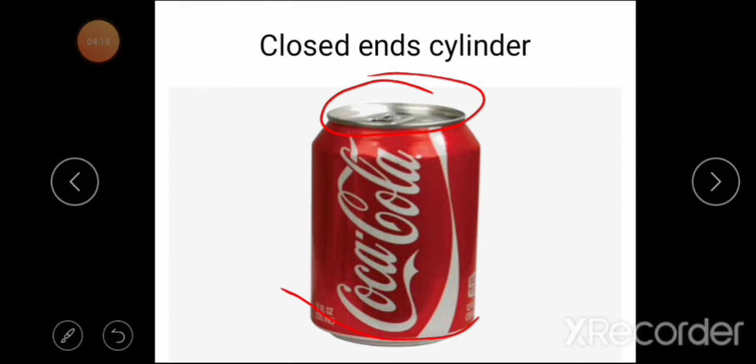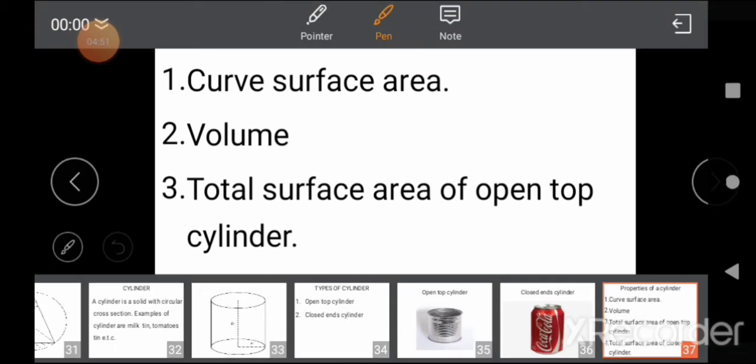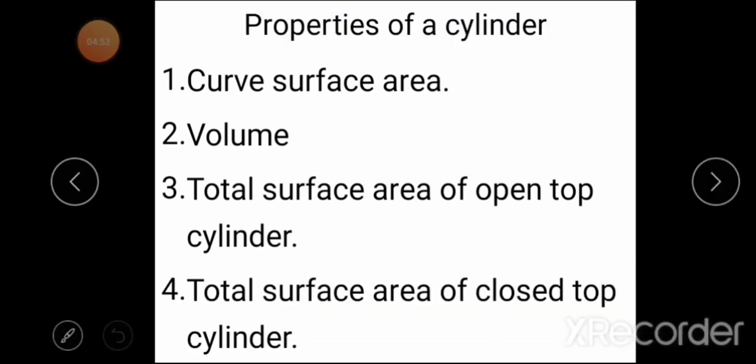And when we are solving them, there are some peculiarities we take into consideration for the two types of cylinder. So, properties of a cylinder. We have four basic properties of a cylinder: the curved surface area, the volume, the total surface area of an open top cylinder, and the total surface area of a closed end cylinder.